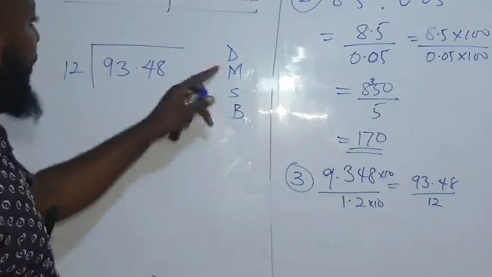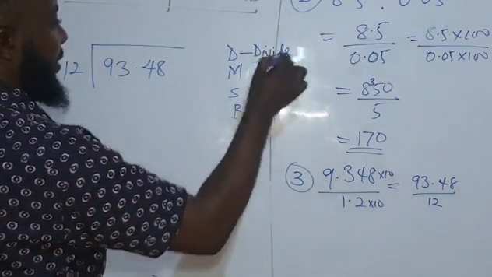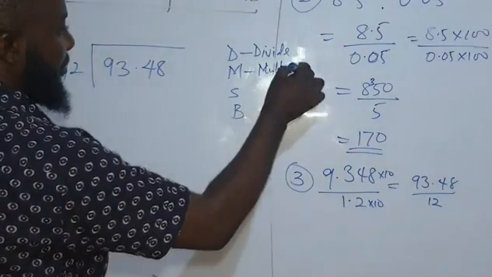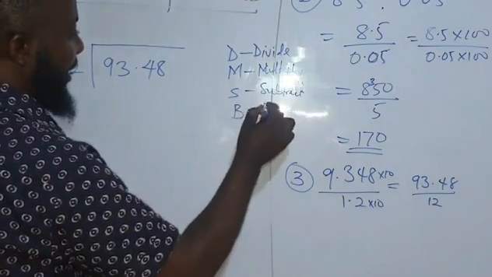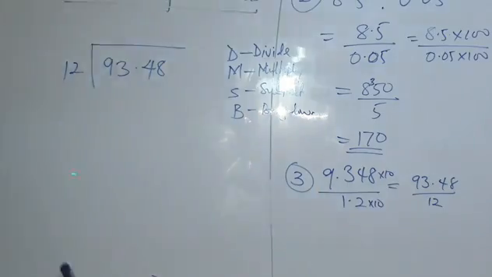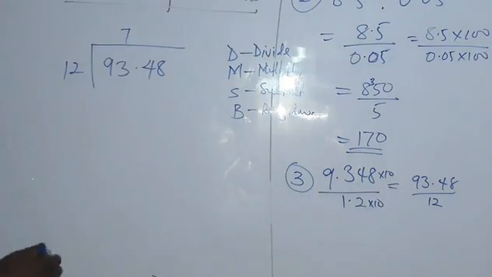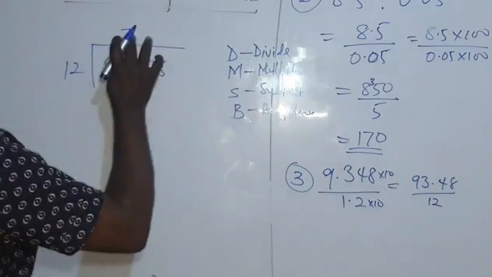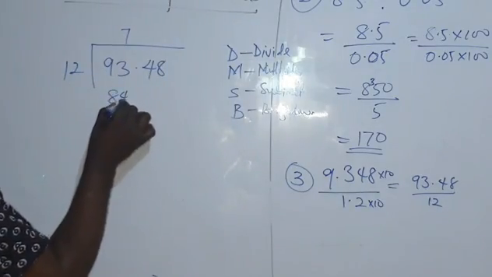Don't forget the process of the long division method, which is DMSB. The first one is you divide. The second one is multiply. Then you subtract. Then you bring down. So that's what we're going to follow. The first thing is 12 in 93, and that is 7. We have divided. So the next is to multiply. 7 multiplied by 12 is 84. Right?